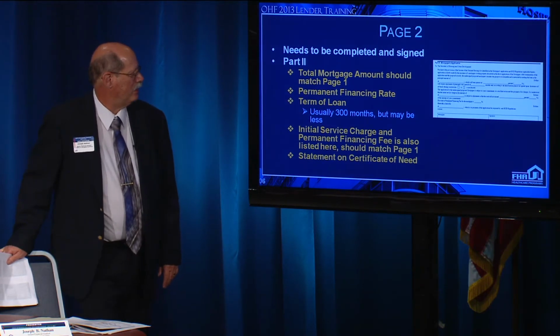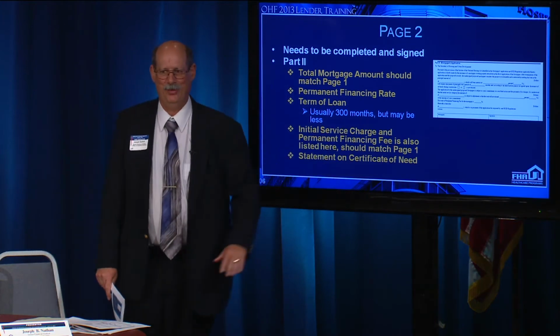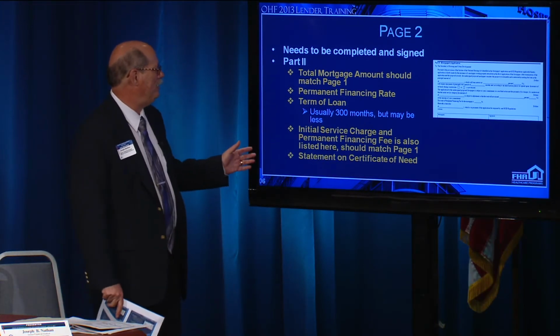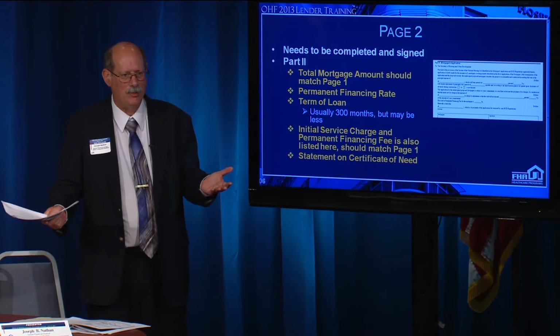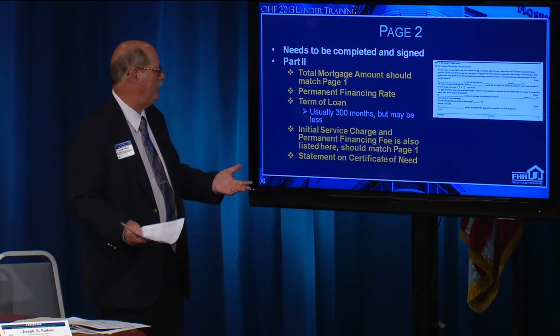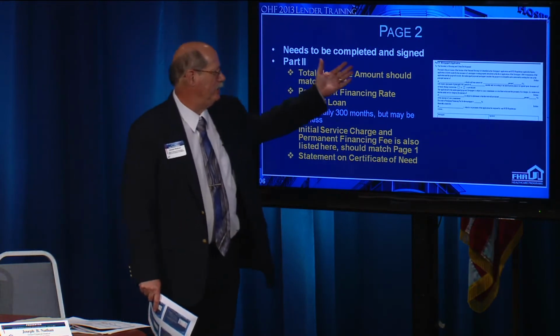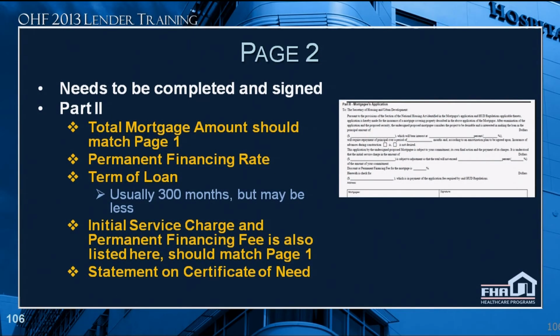Okay, then we're finally now to page 2. Basically, we really haven't made any changes to page 2, other than a couple of extremely minor changes. But it needs to be completed and signed, because if it's not signed and dated, we don't have an application. So do make sure the total mortgage amount back here matches the total mortgage amount that was on the front. The permanent financing rate is going to match what you had up on the front.